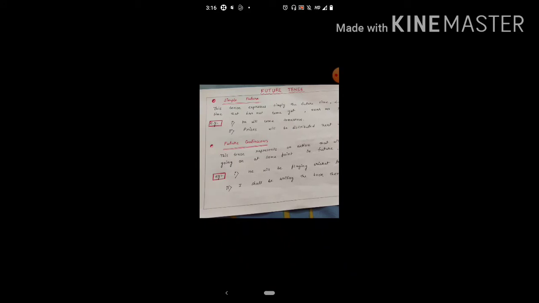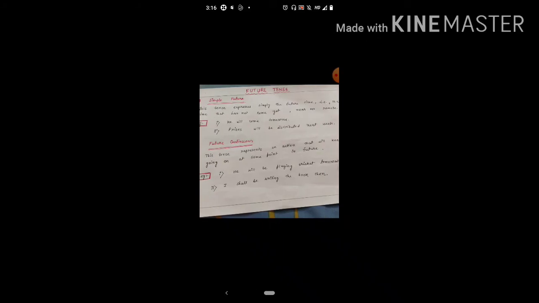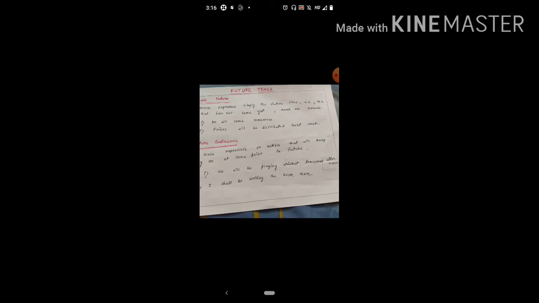Now come to the next point, that is future continuous. Future continuous, when this tense is used? Now this tense represents an action that will keep going on at some point in future. The action must be going for some time and the time always must be in future.